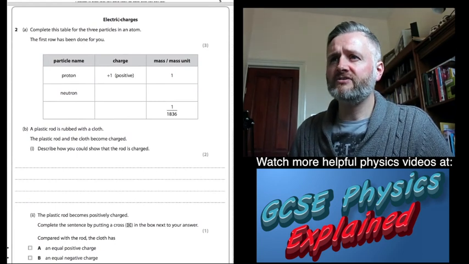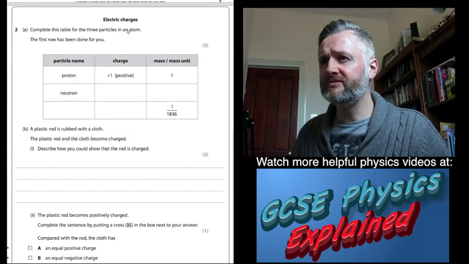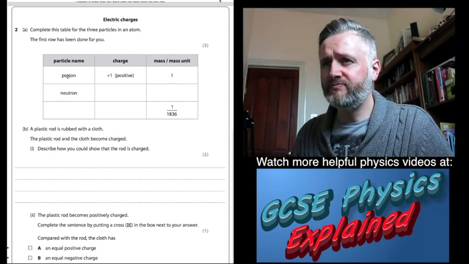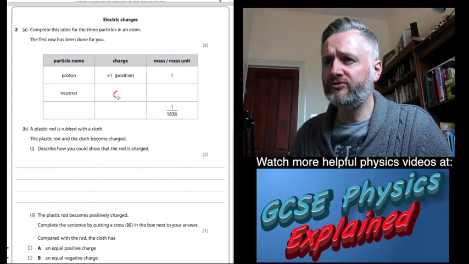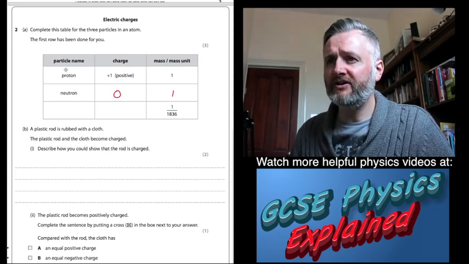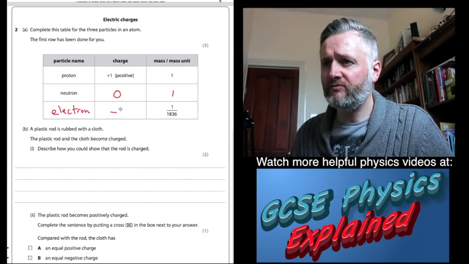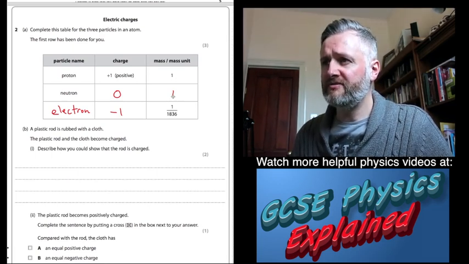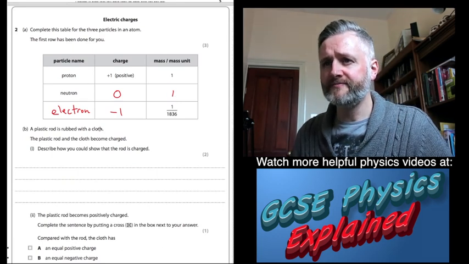Question 2, electric charges. Complete this table for the 3 particles in an atom. The first row is being done for you. So particle name, proton. Protons, positive. It's got a mass of 1. Neutron is neutral, and that's also got a mass of 1. And the final particle is an electron. Its charge is -1, and they've already got the mass in for you. The mass is nearly 2,000 times smaller than the mass of the proton and neutron.